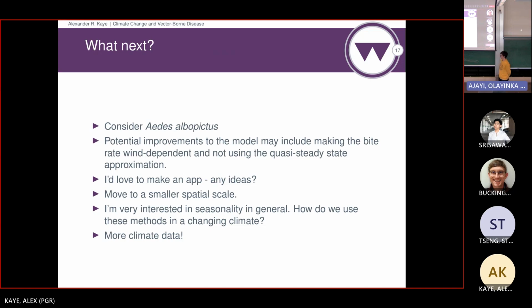And then I'd quite like to move to a smaller spatial scale. So the problem with the climate data I've got currently is because it was generated in such a large ensemble of 100 different members, it's in 100 kilometer by 100 kilometer grids, and it's quite hard to make meaningful predictions when the climate data is that coarse. And so I'm currently looking at outbreaks in northeast Italy of dengue, chikungunya, and Zika carried by Aedes albopictus. And in general, I'm just quite interested in seasonality, and I'd like more climate data.